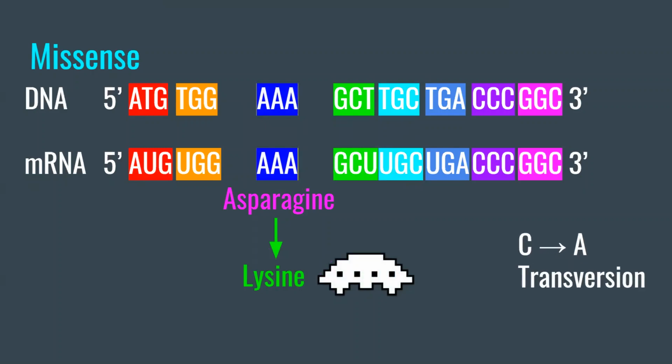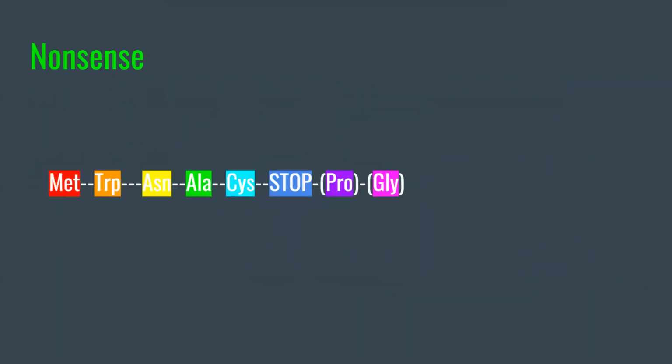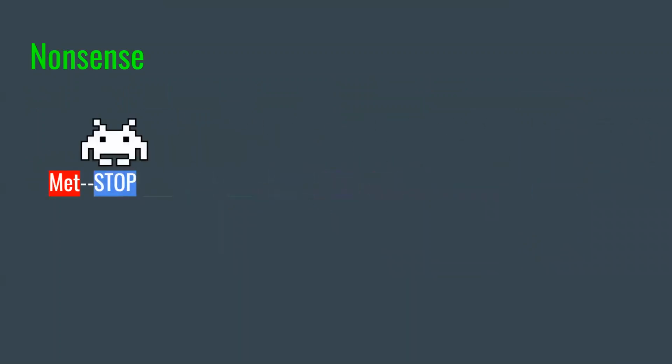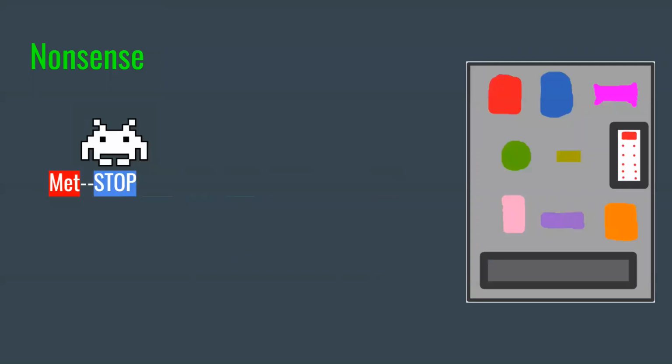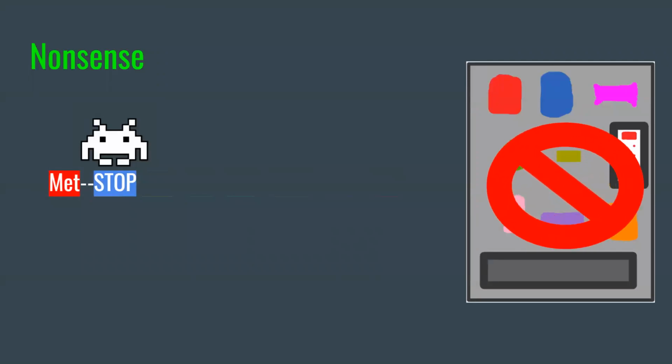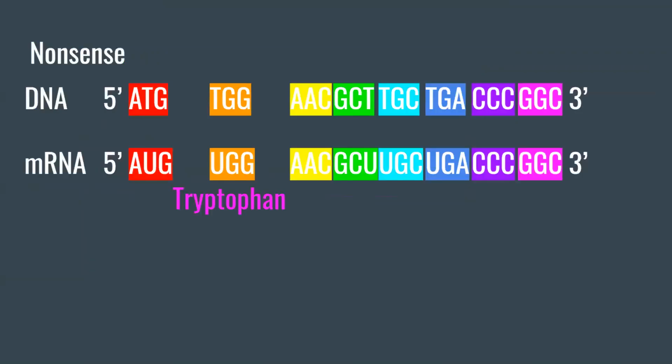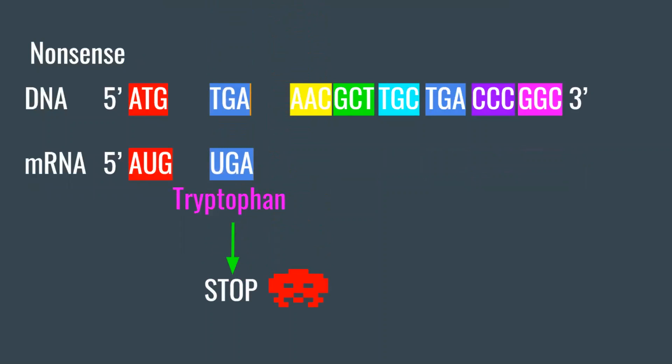pyrimidine to a purine. A nonsense point mutation can be particularly bad as it changes an amino acid into a stop codon. This can shorten protein chains and make them change function or stop working. This would be like pushing a button on a vending machine, expecting to get a snack, and it just turning off. We can produce this mutation if we change the codon UGG into UGA, changing what would be tryptophan into a stop codon. Guanine and adenine are both purines, so this mutation would be a transition.